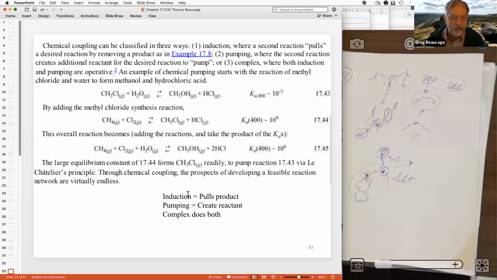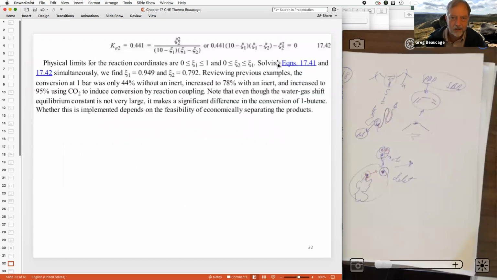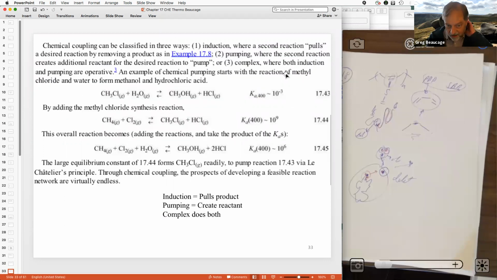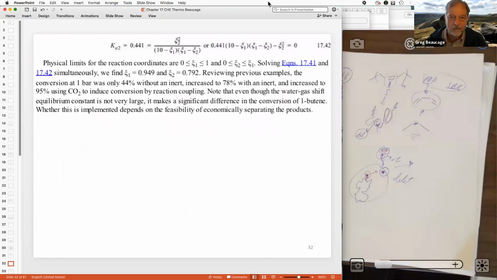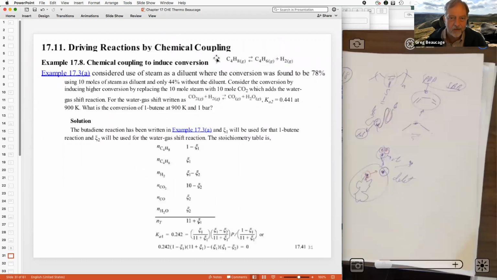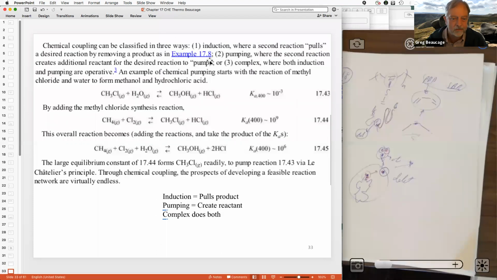So that's a case of induction, like you're pulling the product out. You're pulling out a byproduct, like consuming the byproduct and driving the reaction. So that's called induction. You can also pump, would be like creating more ethylene. So you could have a reaction that created ethylene from hydrogen that would pump the reaction. And you can do both, right? So there's various ways you can manipulate reactions.